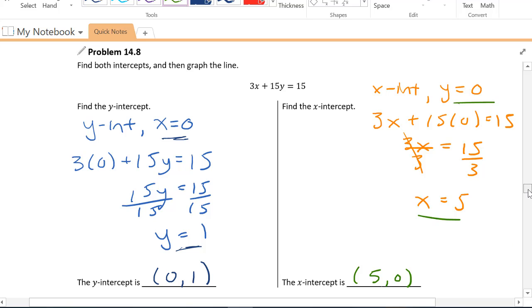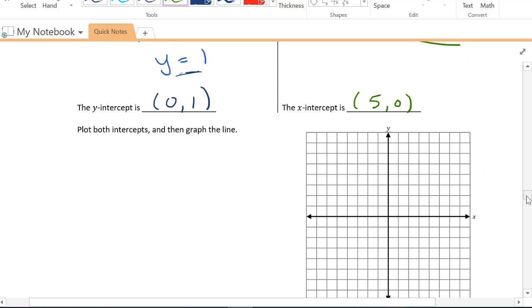Okay, now I think they want us to plot it. So let's plot this guy. We have 0, 1, which is right here. Oh, I'm sorry, 0 on the x, and 1 is on the y, so I'm over here actually. And then we have 5, 0, so 5 on the x. 1, 2, 3, 4, 5. 5 on the x and 0 right there.